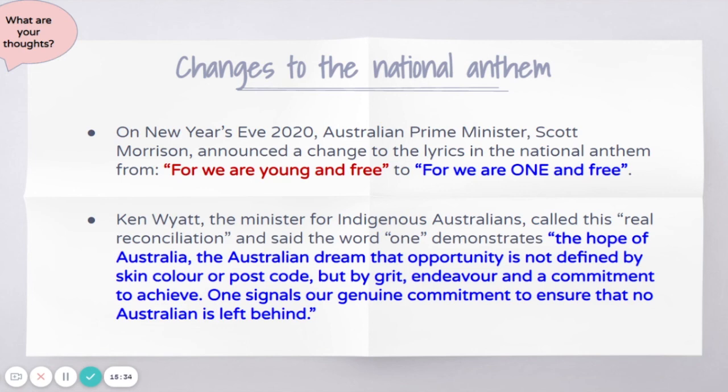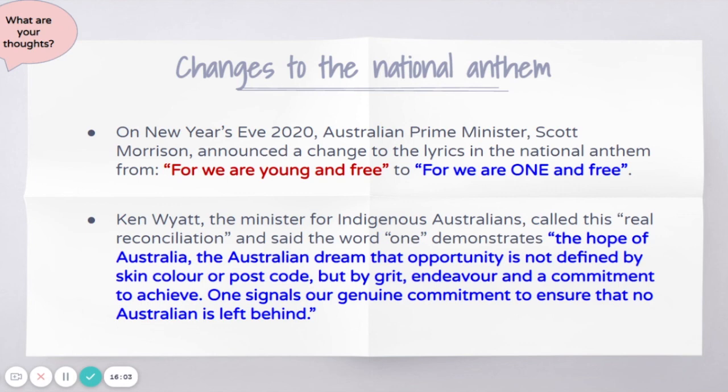Now, spoiler alert, this was met with a bit of controversy because a lot of Aboriginal Australians were saying, does changing literally one word in our Australian national anthem solve the injustices that have plagued our community in the past and also continue to plague our community today? Does it make up for the fact that for hundreds of years we have been discriminated against?